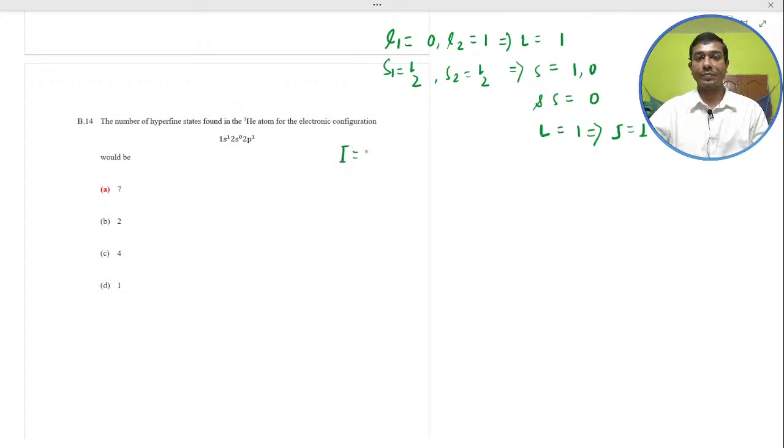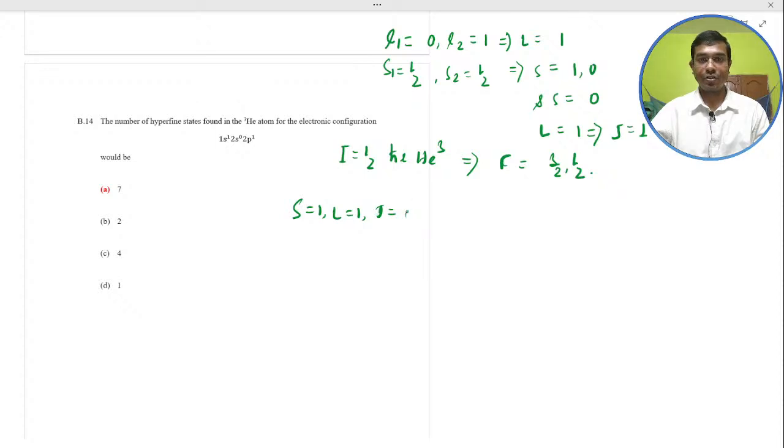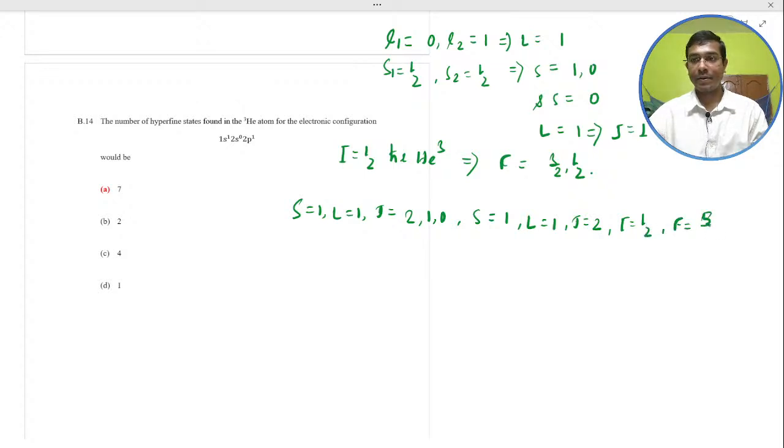So I is half for helium-3, that means the F value comes from J plus I. Now S is 1, L is 1 and J is 2, 1, 0. This is one configuration: S1, L1, J2, I half, F 5 by 2, 3 by 2.